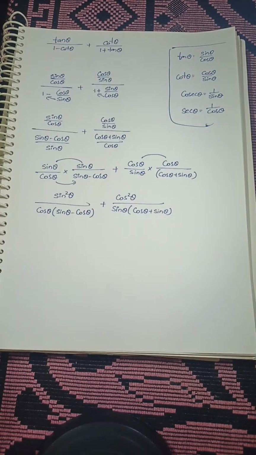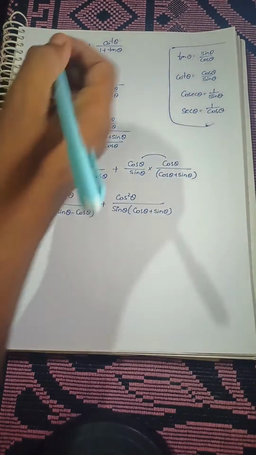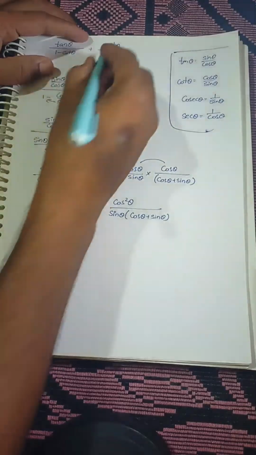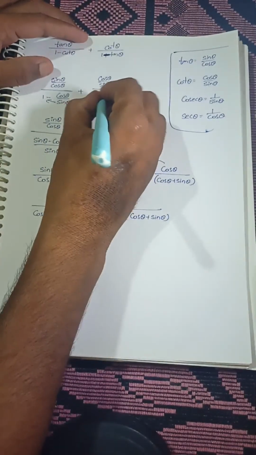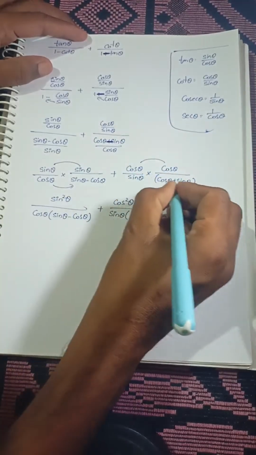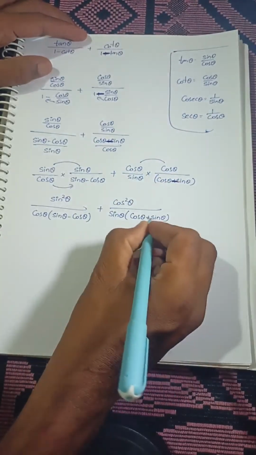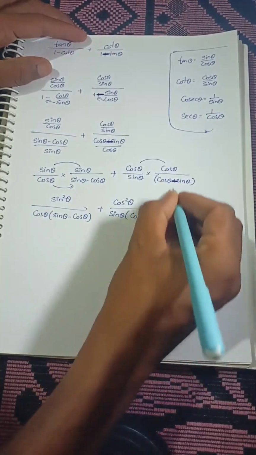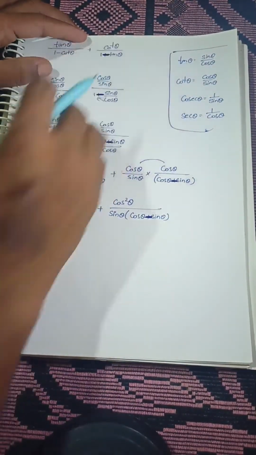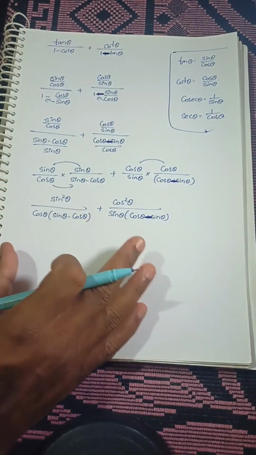Wait a minute. Let me see the question once again. Yeah, sorry. This is minus. It's not plus. Please change, everyone. This is not plus, this is minus also. This is also minus only. Cos theta minus sin theta. Please change it in the question. This is not plus, this is minus.